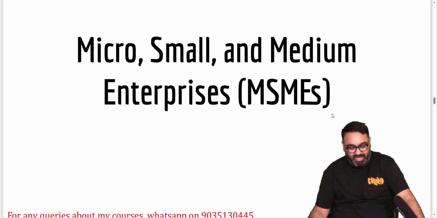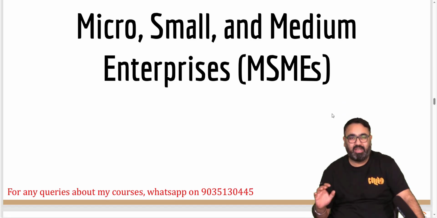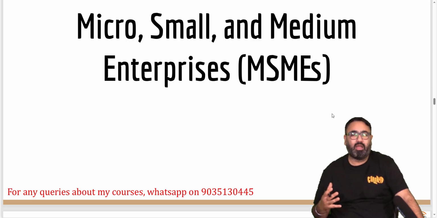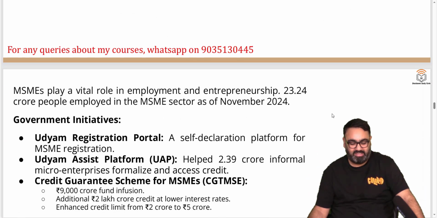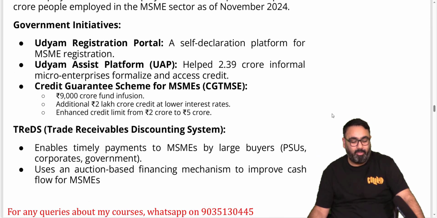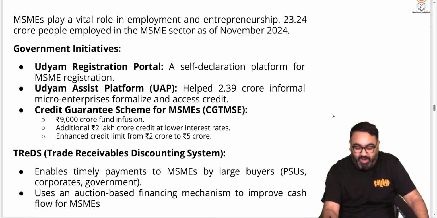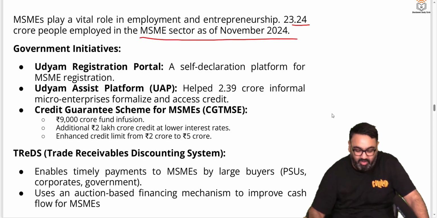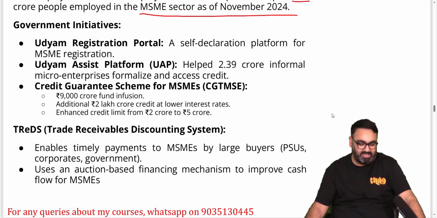A special section has also been written on MSME, the micro, small and medium enterprises, because this is where most of the employment comes in India. So the government has been focusing on the MSME sector for a long time. Let's see what the economic survey says about this. So economic survey says that 23.24 crore people are employed in this sector as of November 2024, which is a humongous number.